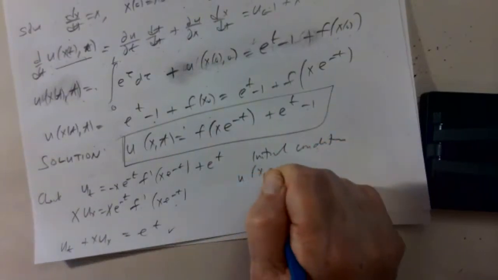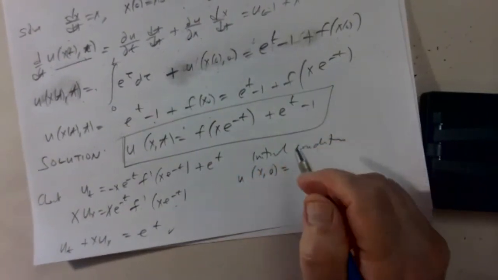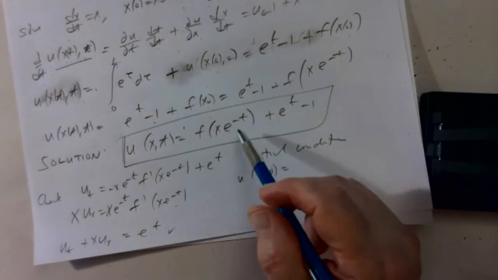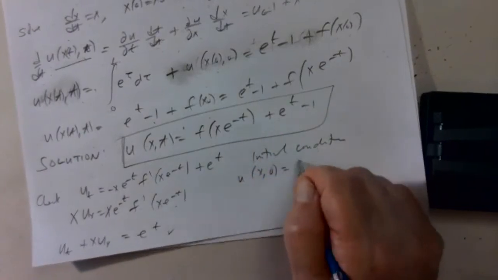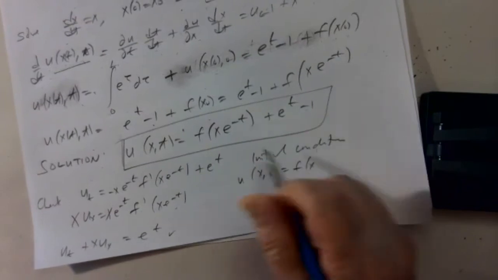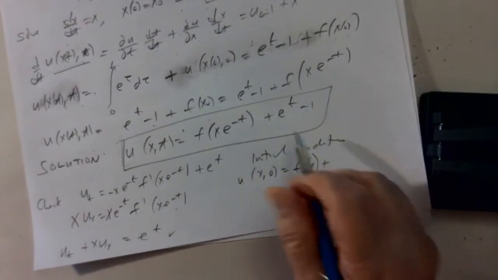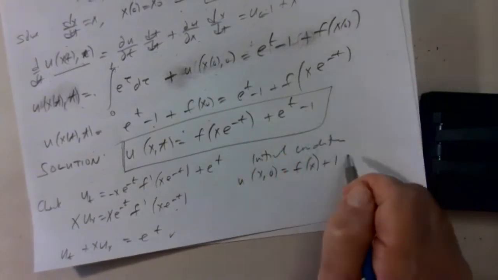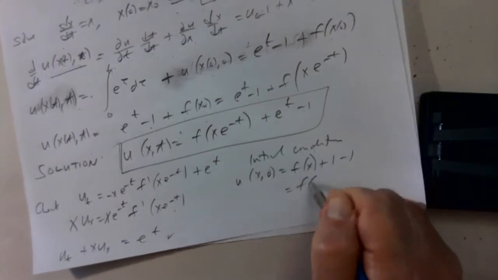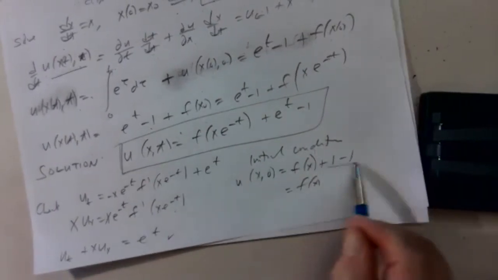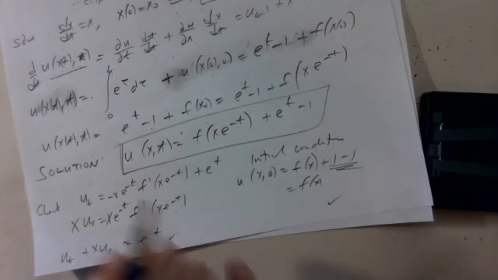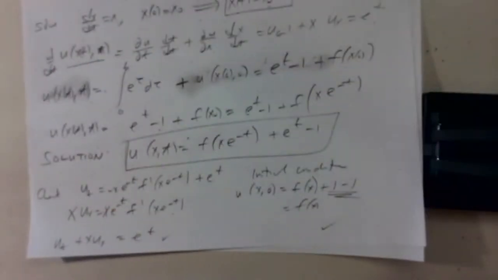What about the initial condition? u of x comma 0 is what? When t is 0, I get f of x e to the 0, which is 1, minus 1. E to the 0 is 1 minus 1, they cancel. I get f of x. So the initial condition also is satisfied.